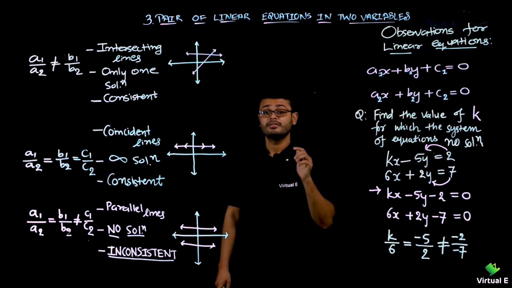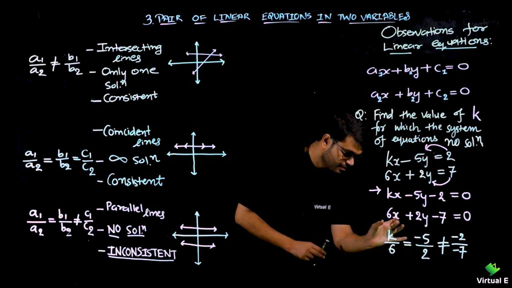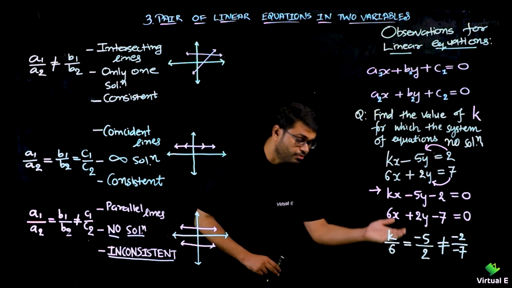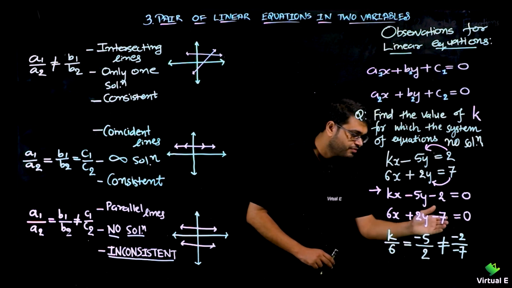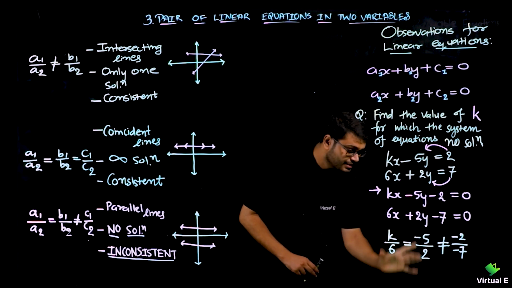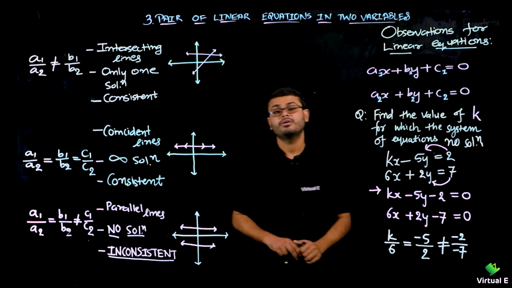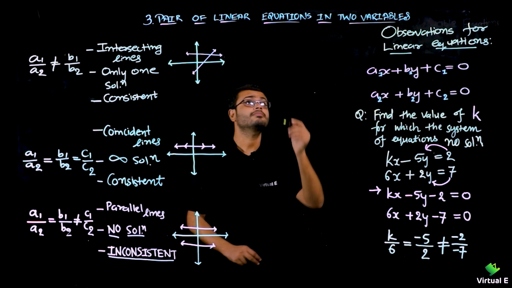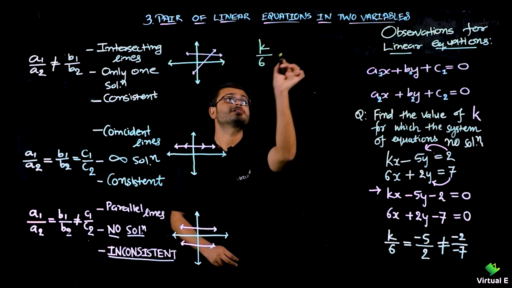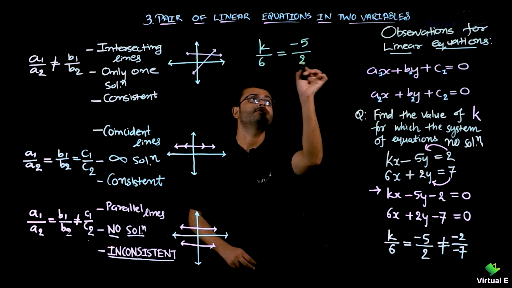Now remember, we want to find the value of k. So we will only consider the first two ratios because it is for the condition equal to, and third is for the not equal to. So we will take these first two ratios equal and then we will find the value of k. Let me rewrite one more time. Then we will simplify. k over 6 is equal to minus 5 over 2.